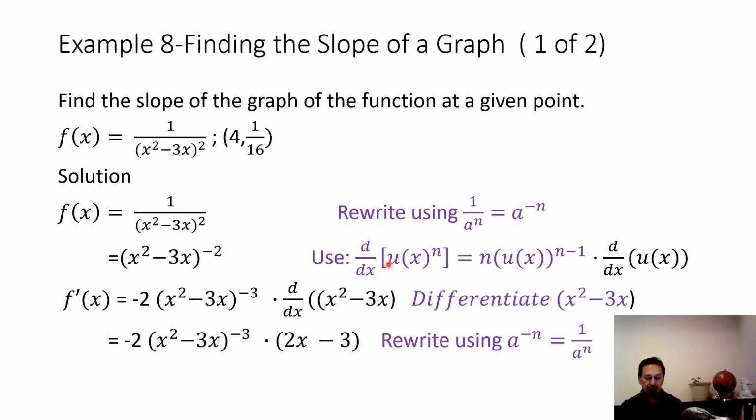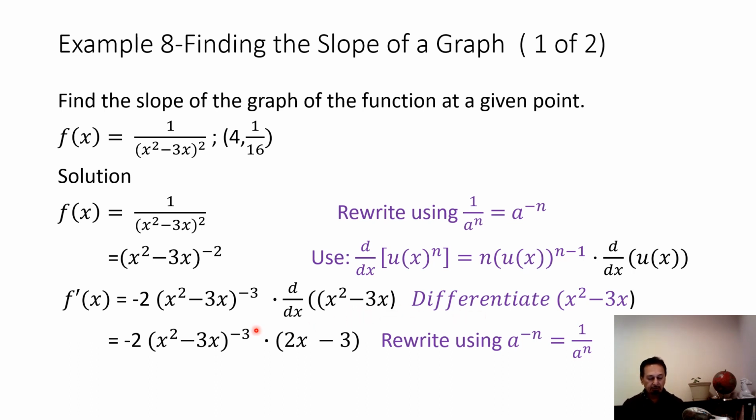So now we apply the generalized power rule, which says d over dx of u of x to the n is n times u of x to the n minus 1 times d over dx of u of x. So we apply this one, so we bring the power down, negative 2, write down x squared minus 3x and subtract 1 from the power, it becomes negative 3. But then we multiply by d over dx of x squared minus 3x.